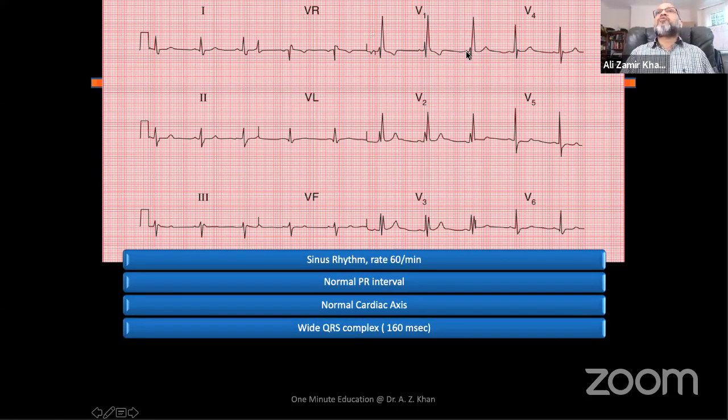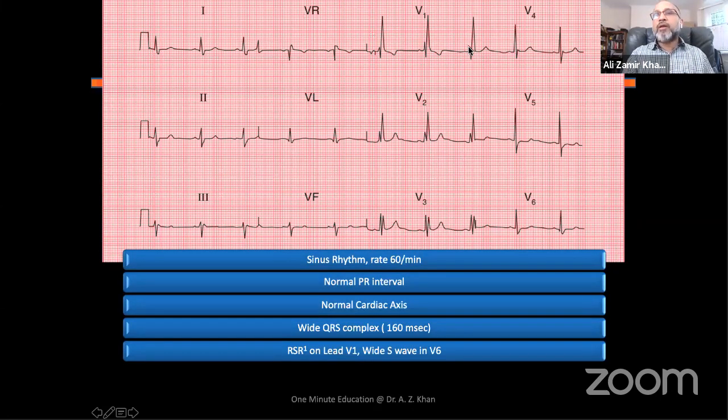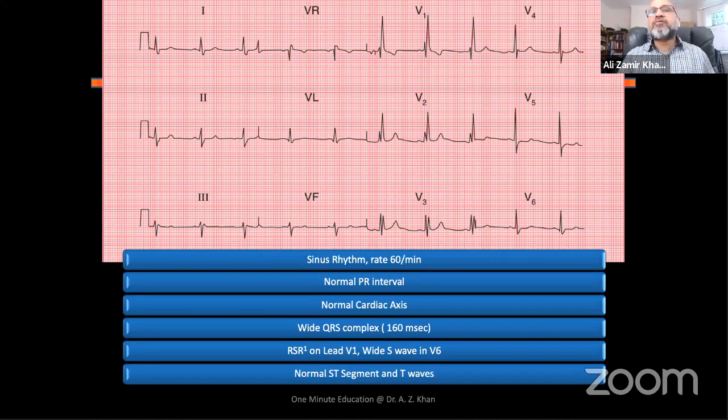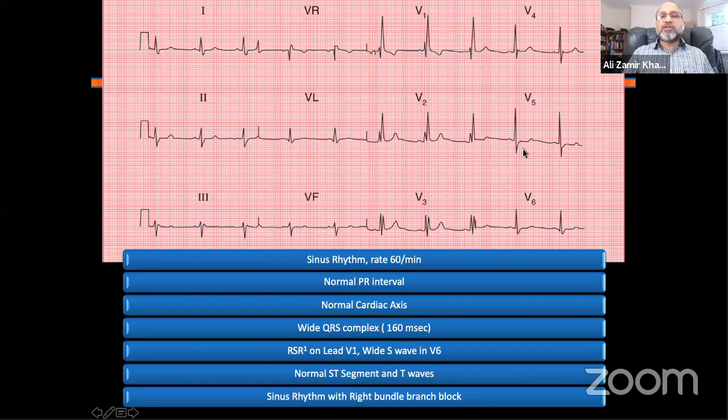The QRS is widened because it is taking more time for the ventricle to depolarize, because if the right bundle branch is blocked off, then the action potential has to go down the left side, depolarize the left side, then come back and depolarize the right side. So the QRS becomes widened and you get this classical RSR1 in V1. And if you look in V6, there is a wide S wave, which is the opposite of what was happening in V1, and is representative of right bundle branch block.